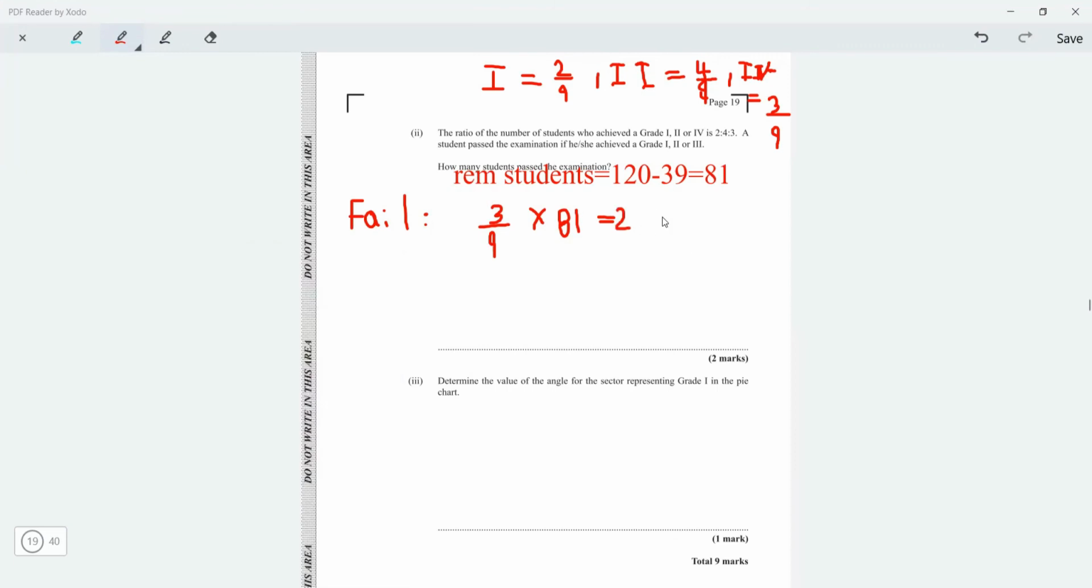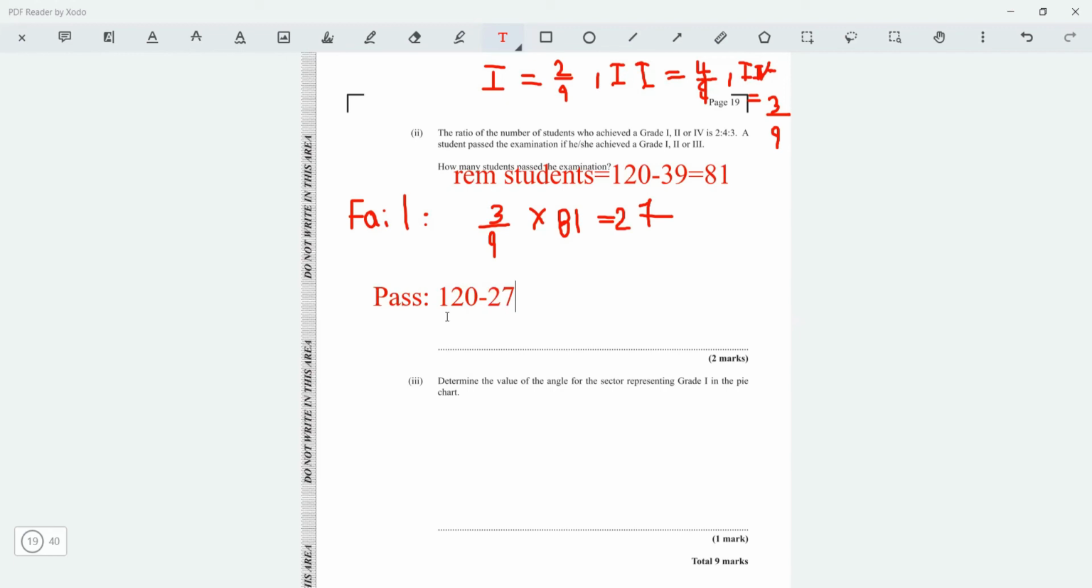If 27 students fail the exam, how many pass? The remainder. So for those who pass, it is going to be 120 minus 27. And that's 93 students pass. Now it says determine the value of the angle of the sector that represents grade 1.